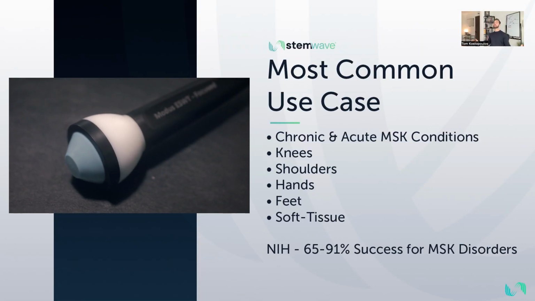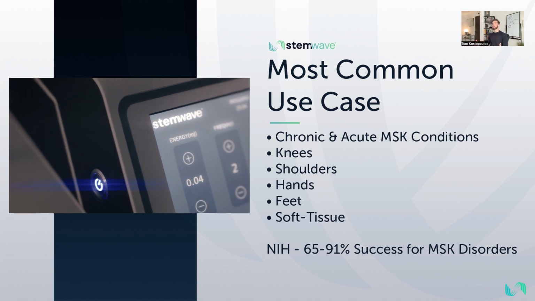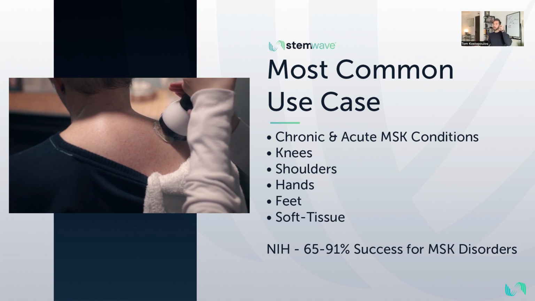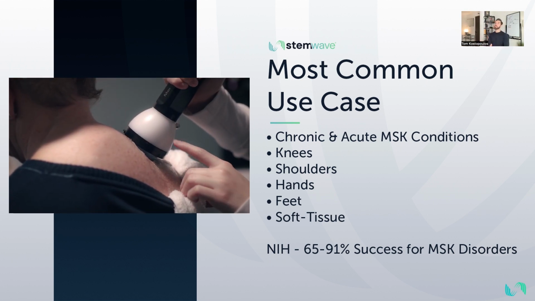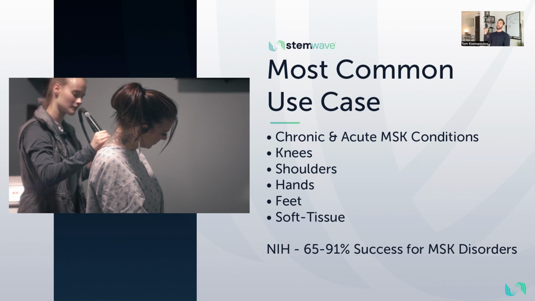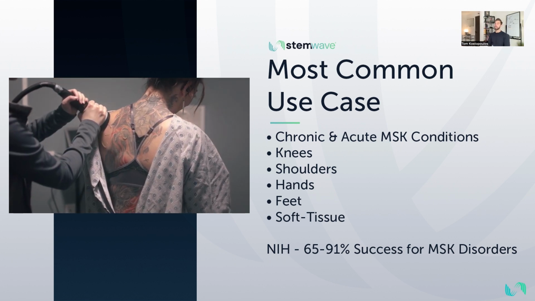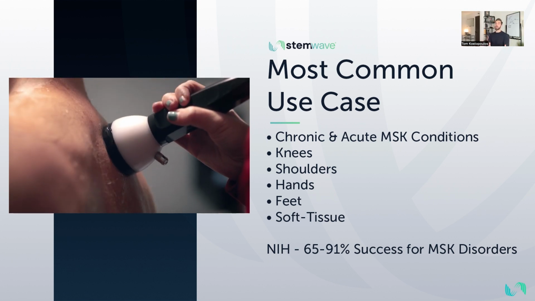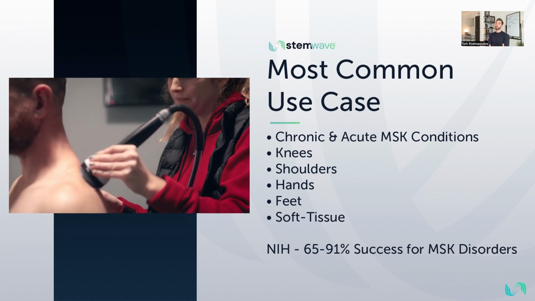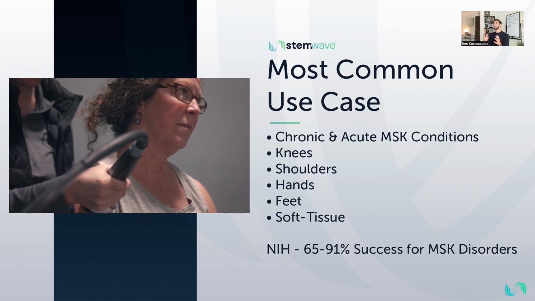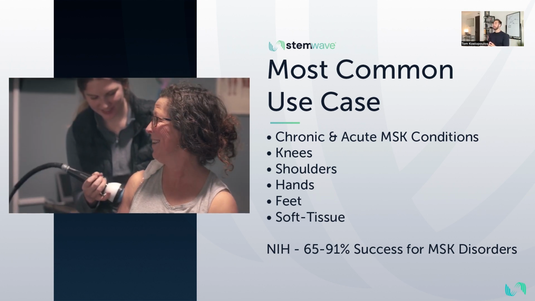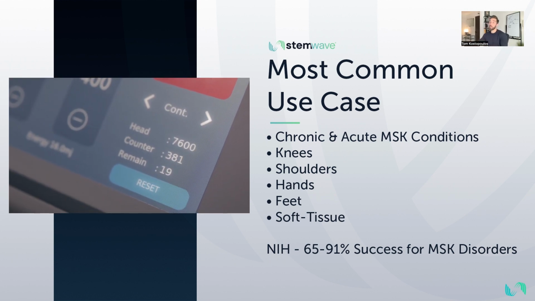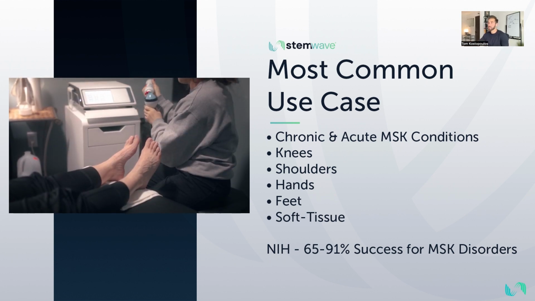So what is this actually used for? Okay, if you've done any research on this, you'll see that this technology is incredibly versatile. But it's most commonly used with chronic and acute musculoskeletal disorders in areas like the knees, shoulders, hands, feet, soft tissue. These are arthritic conditions, degenerative conditions. It pairs well with a lot of what private practices generally focus on, whether you're a physical therapy clinic, a chiropractic clinic, a pain management clinic, whatever it might be. It normally pairs very, very well. And the way that it was designed is pretty easy to actually do.